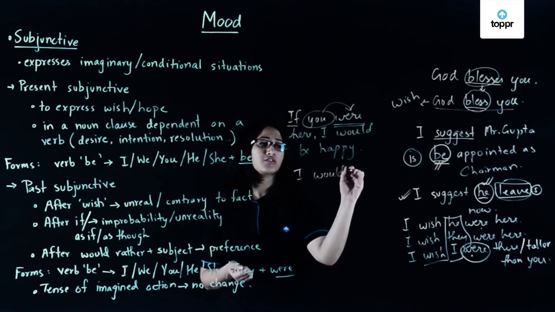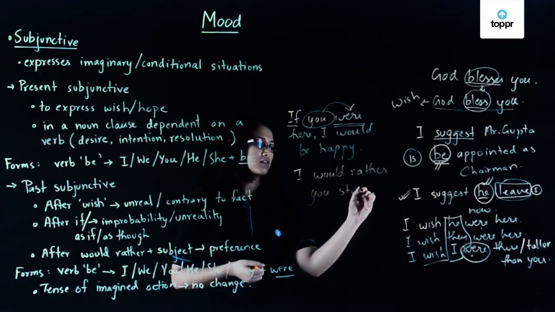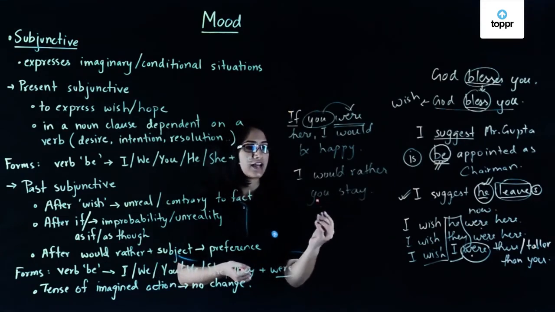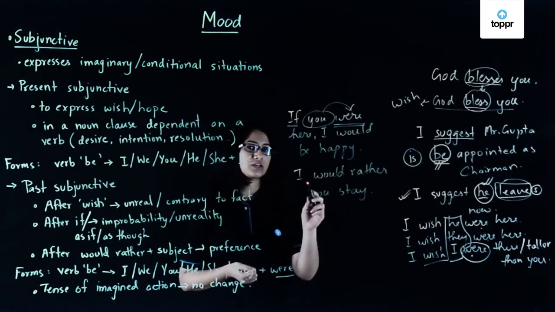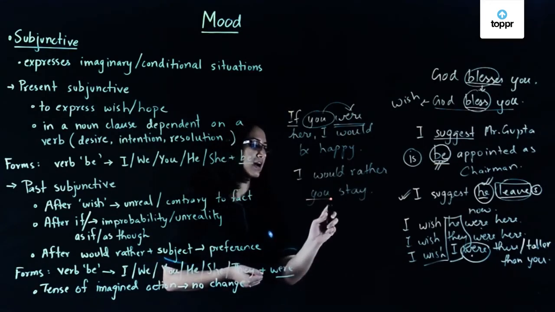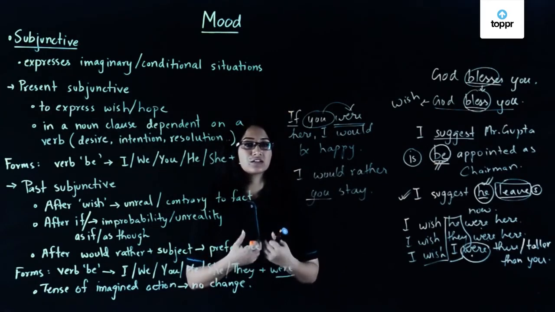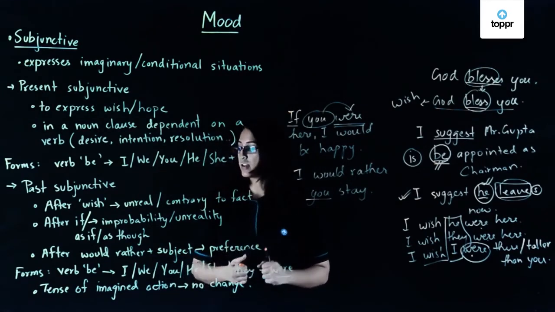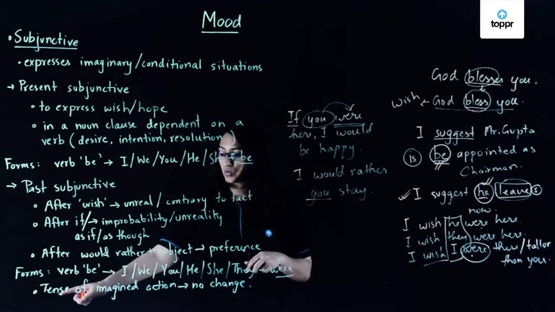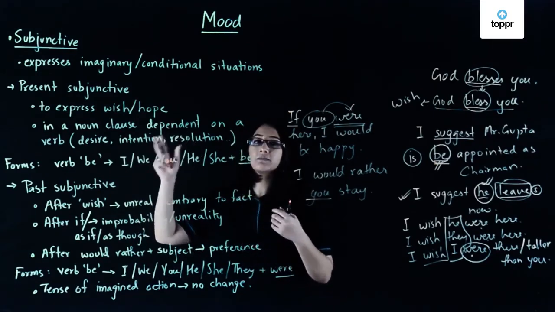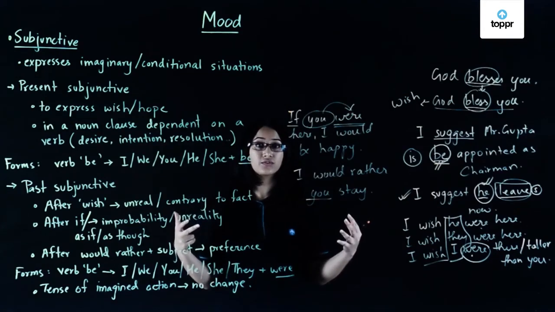I would rather you stay. So here, instead of saying I would rather that you had stayed, etc., we could say I would rather, and then followed by the subject, and this would show a preference for me for you to stay, right? So there we would have the past subjunctive mood. Now, whenever we were looking at the indicative mood, we saw that we could use all the different types of tenses of the verb.